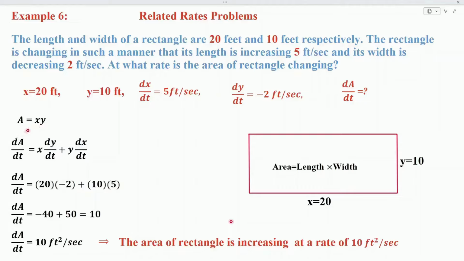Area of a rectangle is equal to length into width of the rectangle. Differentiating both sides with respect to t, on the right hand side, we apply the product rule of differentiation. According to this rule, we write first function differentiation of second plus second function differentiation of first. Substituting the value of x, which is 20, dy by dt is minus 2 and y is 10, the value of dx over dt is 5. After simplification, we get the required result. Hence, the area of rectangle is increasing at the rate of 10 feet square per second.